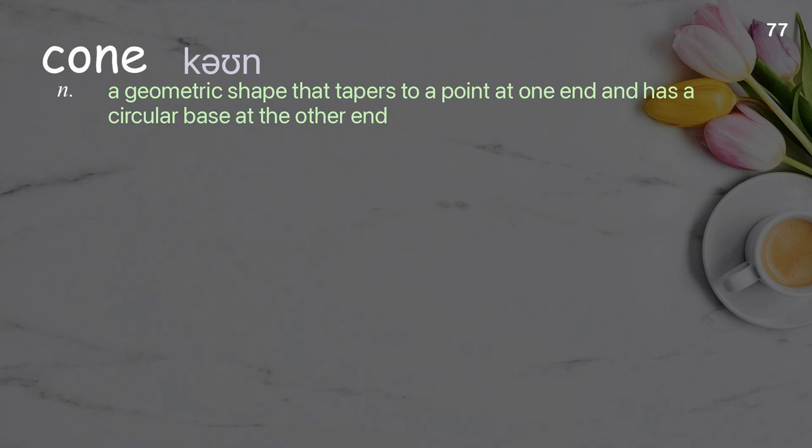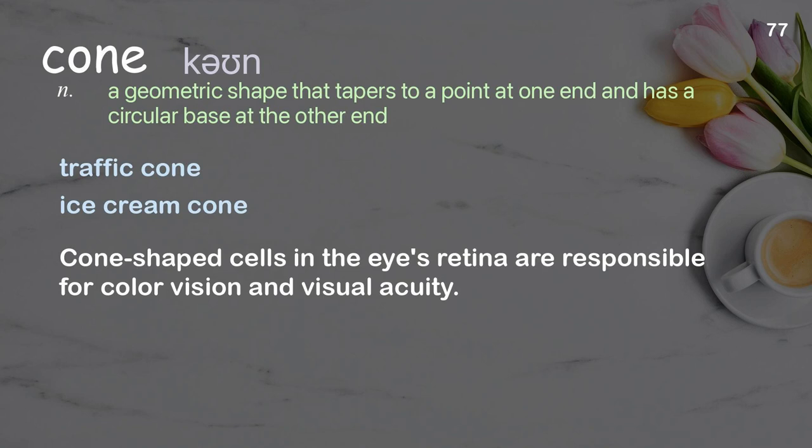Cone. A geometric shape that tapers to a point at one end and has a circular base at the other end. Examples. Traffic cone. Ice cream cone. Cone-shaped cells in the eye's retina are responsible for color vision and visual acuity.